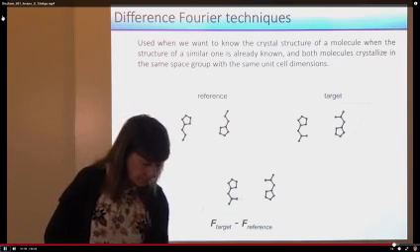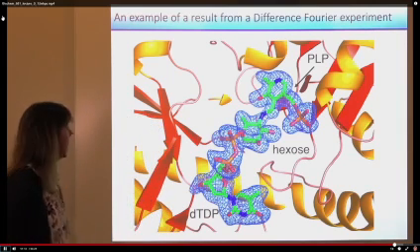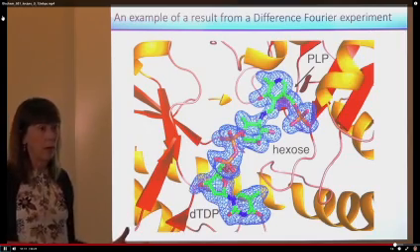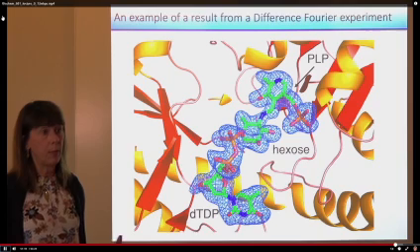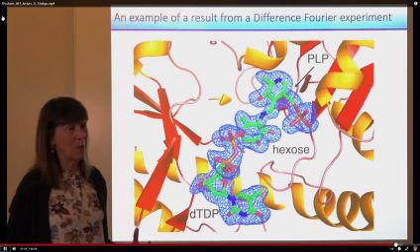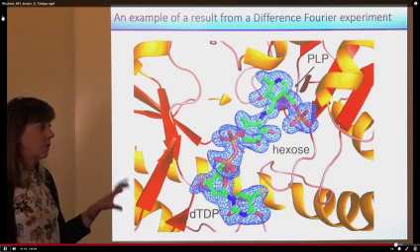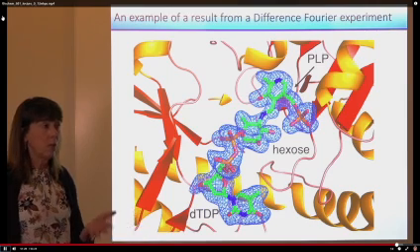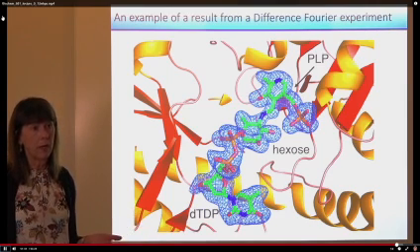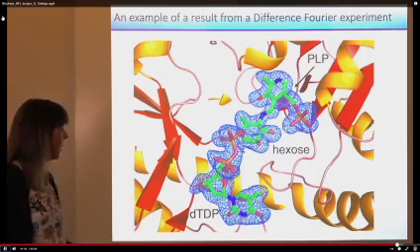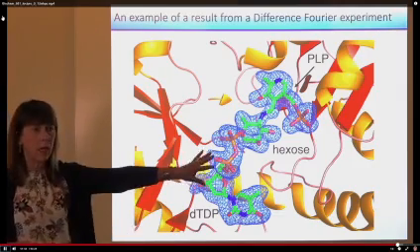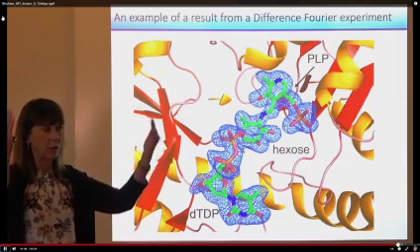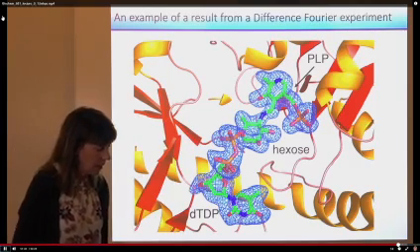Now let me show you that in real life. This is an example from a difference Fourier experiment that was done in the laboratory. So we solved the structure of this PLP containing enzyme, and we're going to talk about PLP. But the structure first solved didn't have PLP bound in the active site. So then we got PLP bound and we collected X-ray data. You calculate a difference Fourier map, and all you see is the electron density that is different between those two models, between those two protein crystals.